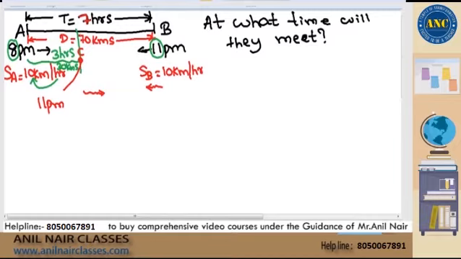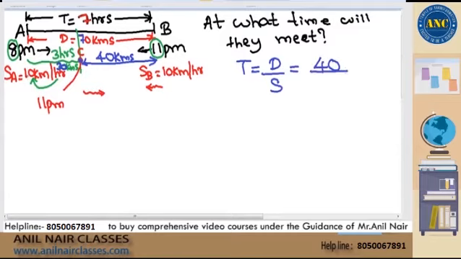Now, again same analogy. Out of total 70 kilometers, 30 kilometers is already traveled by train A. Now train B also will start at 11 o'clock. Out of 70, 30 is over. Remaining 40 kilometers need to be traveled by both the trains. Time is nothing but distance by speed. Distance both of them need to travel is 40. Speed is nothing but 10 plus 10. It is 20. 40 by 20 is 2 hours.